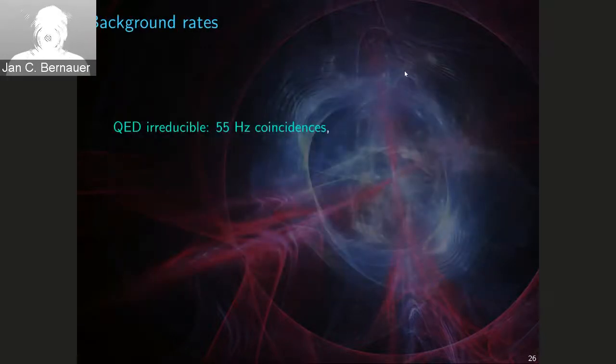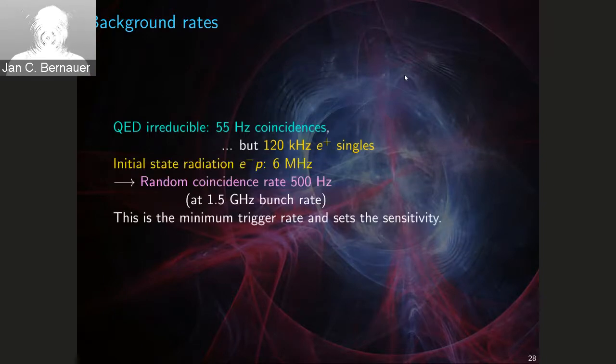Talking about the backgrounds a little bit more. The irreducible background is only 55 hertz. So that's not much. But they produce actually 120 kilohertz of e+ signals in the spectrometers. And the electron sees about 6 megahertz of initial state radiation e- from e- proton scattering. So the random coincidence rate is around 500 hertz, assuming that we can resolve each bunch of a 1.5 gigahertz bunch frequency. So we need really good timing to get that down that low.